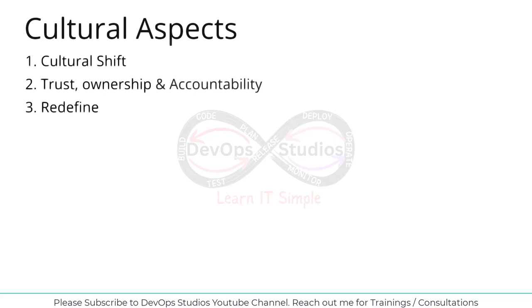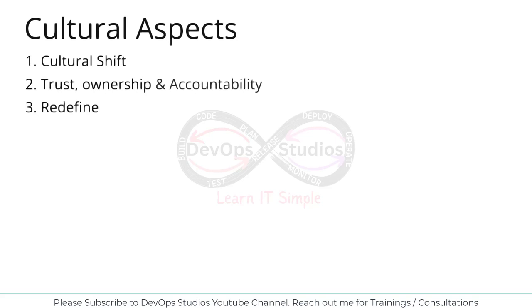So these are the three cultural aspects of DevOps. The first thing is cultural shift. The second thing is trust, ownership, and accountability. And the third one is redefining the roles, embracing the agile methodologies, and investing in training and upskilling.